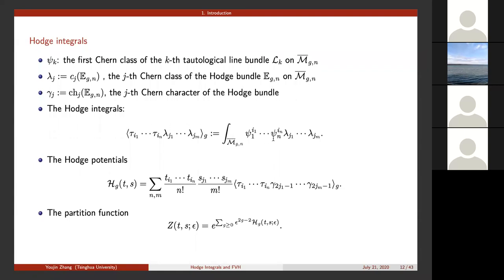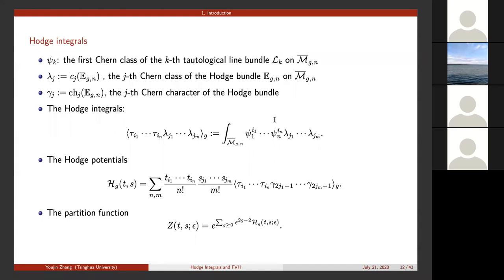Previously, we considered intersection numbers with psi classes only. Now we can also consider mixing the psi classes and the lambda classes, the Chern classes of the Hodge bundles. Then we consider the integration of these cohomology classes on the moduli space. We again obtain some rational numbers. We call these numbers the Hodge integrals. And we can form generating functions for these Hodge integrals. For convenience, instead of the Chern classes lambda j directly, we use the Chern characters gamma j to form a generating function.